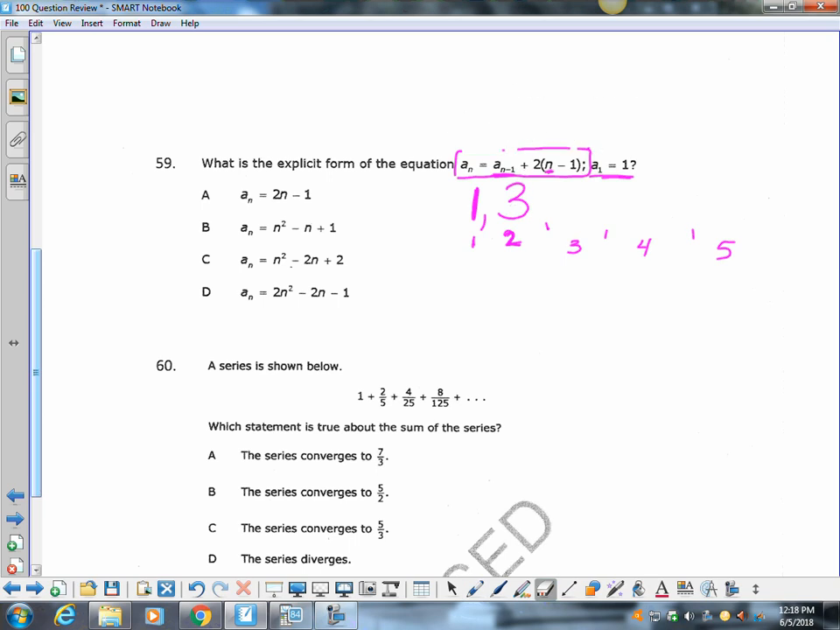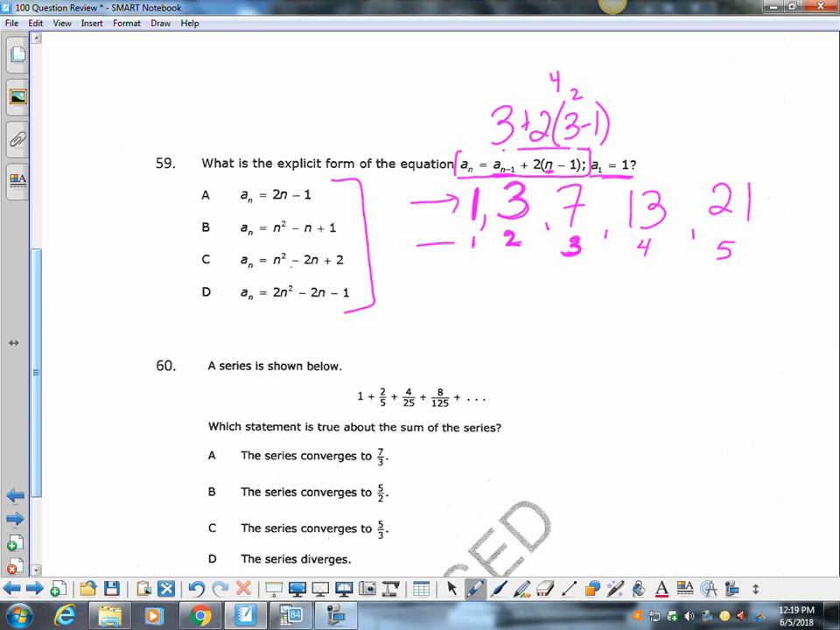And then if I go again, I'm now in the 3rd chair. So a sub n minus 1, that's going to be the 3, the guy before us. N is my 3. So that's a 2, so that's a 4, so he's a 7. And I just keep going. I get a 13 and a 21. And then it wants to find a formula that ties the number to its chair.